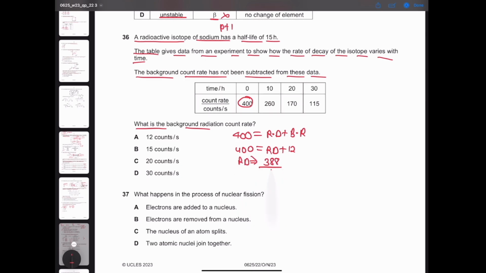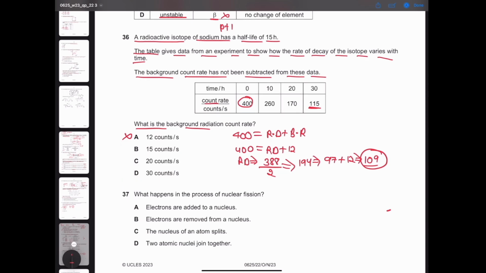Now, if you have 388, let's do it quickly. Let me use the calculator. 388 divided by 2 is 194, and another half-life, 194 divided by 2, is 97. Then you add the background count again, so plus 12, 109. In the table, they are showing the count rate. Is 109 there? No, the value is off. So option A is wrong.